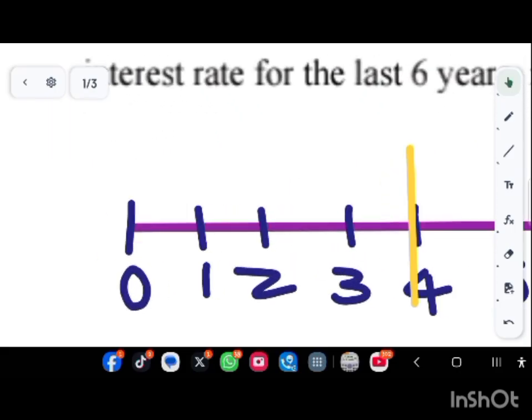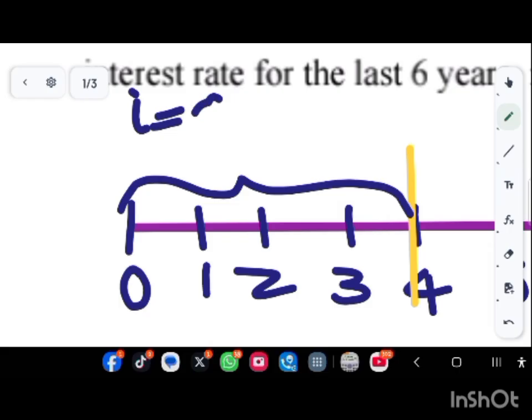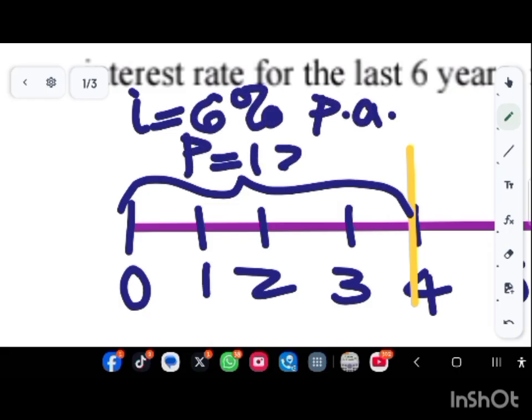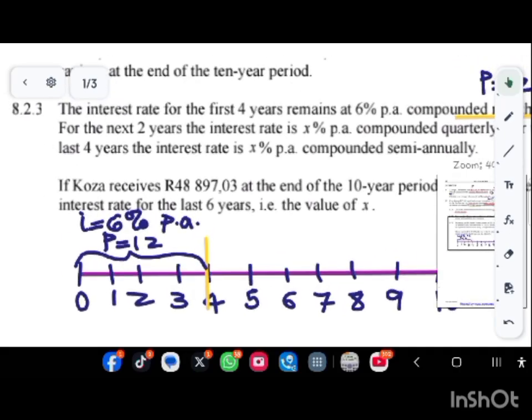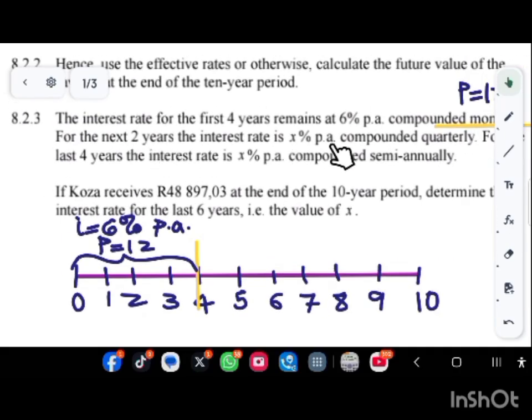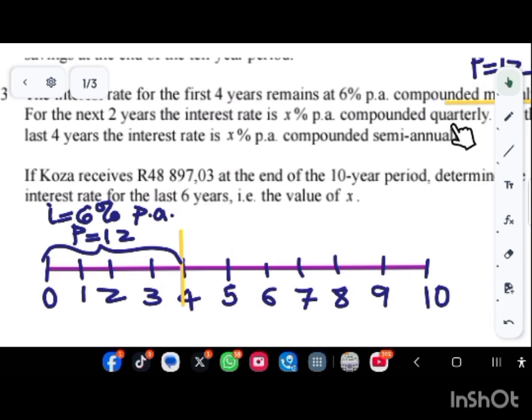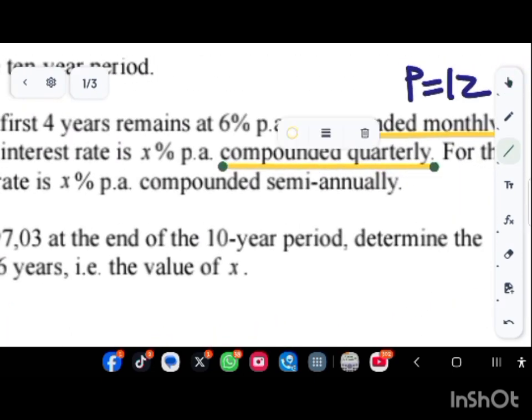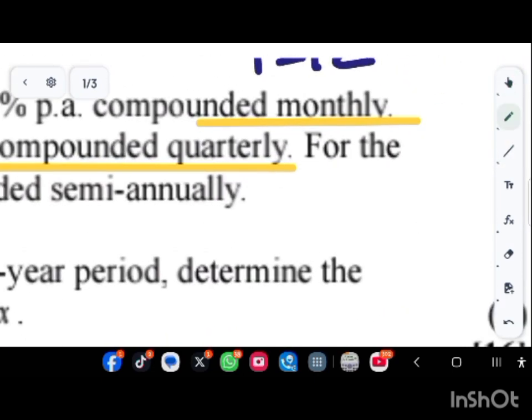There we have the interest rate of 6% per annum, and the small p is 12. And then for the next 2 years, the interest rate is X% per annum, compounded quarterly. So our small p here is 4. Compounded quarterly, our small p is 4.